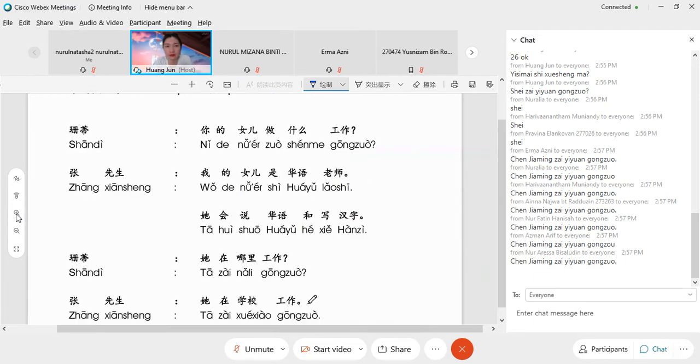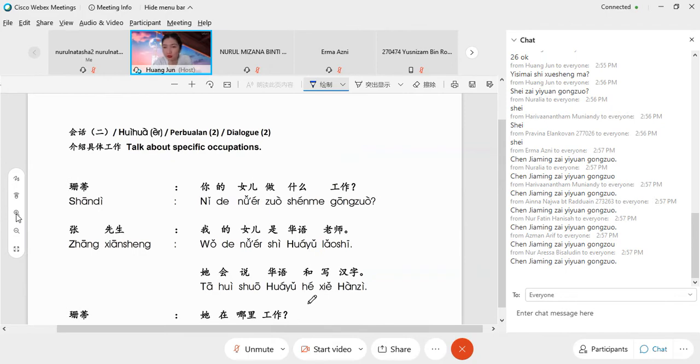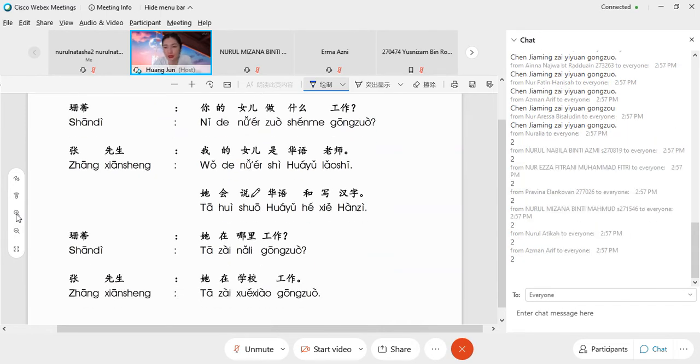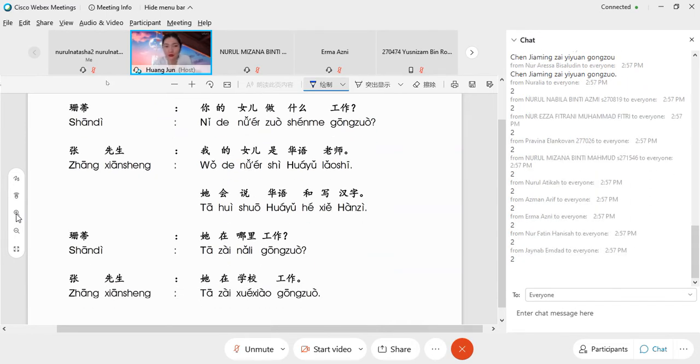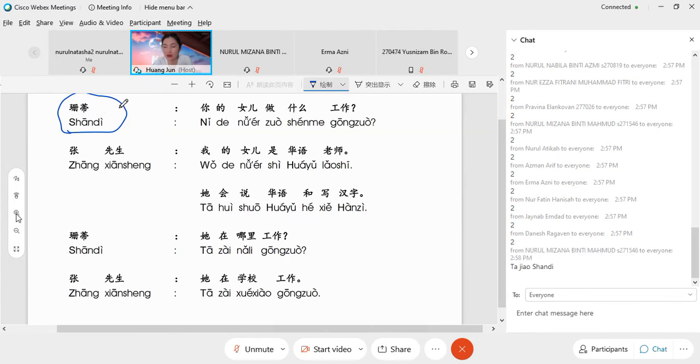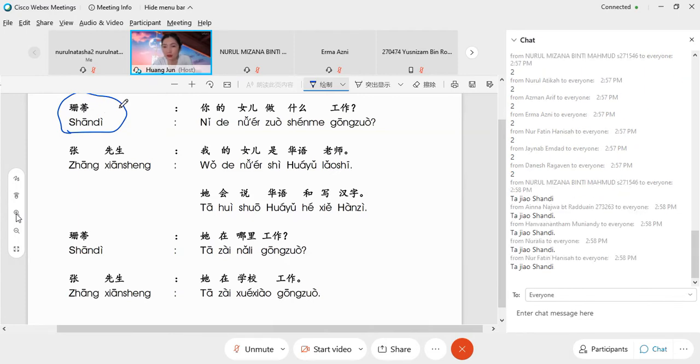Then continue to check dialogue 2. In dialogue 2, how many people are talking? Still 2 people here. So for the first person, 他叫什么名字. This time catch my question, answer me in a full sentence by listening. 他叫什么名字.